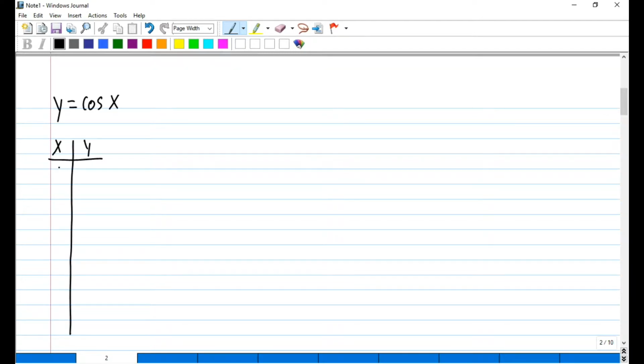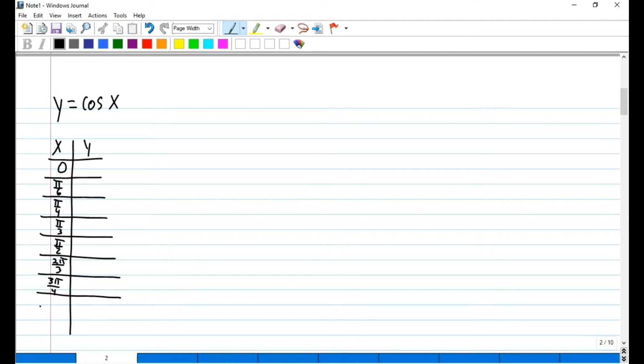So here's my xy table. I'm going to do the same thing that I did before. So I have pi over 6, pi over 4, pi over 3, pi over 2, then 2 pi over 3, 3 pi over 4.